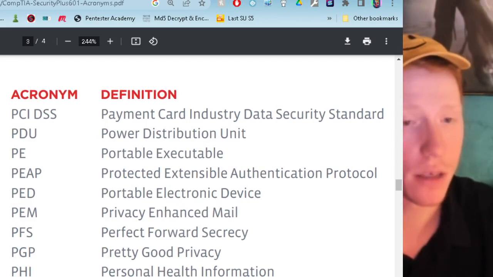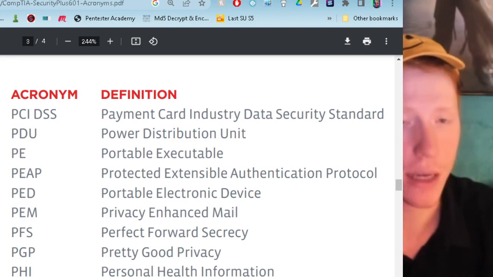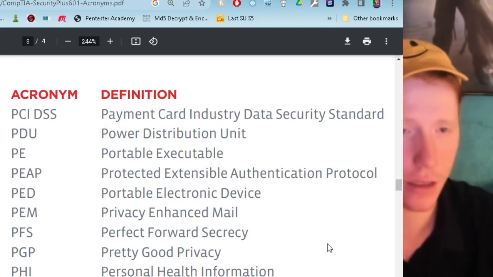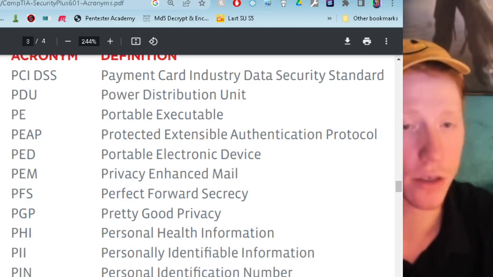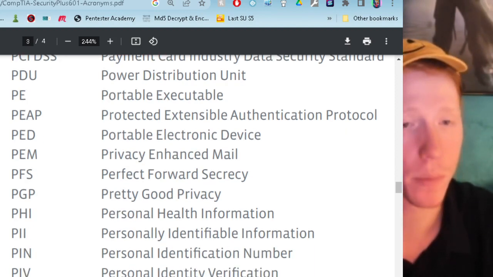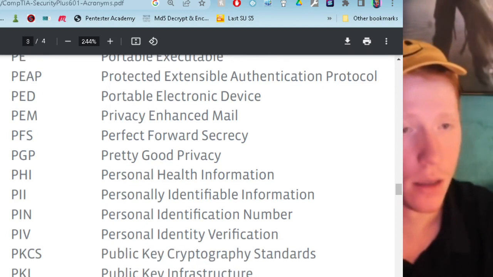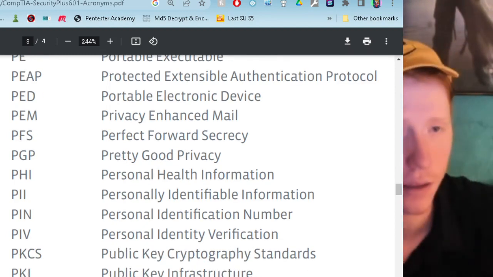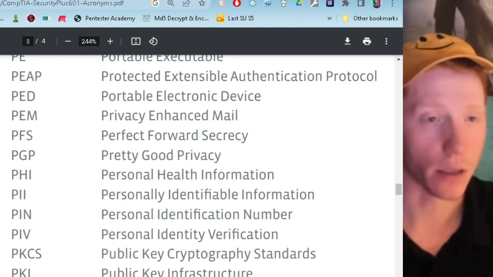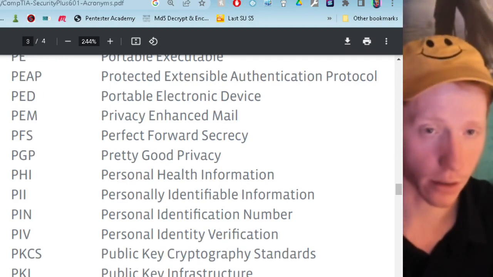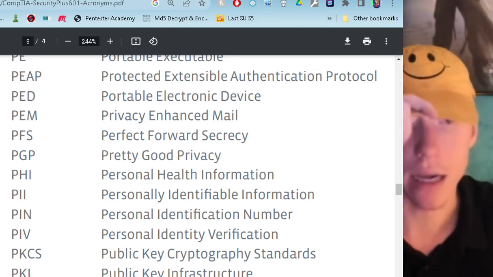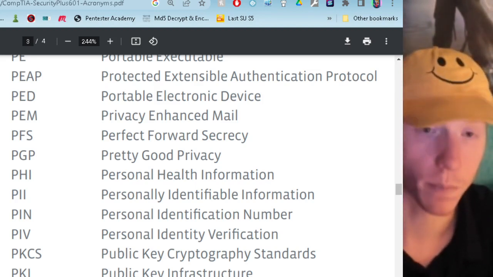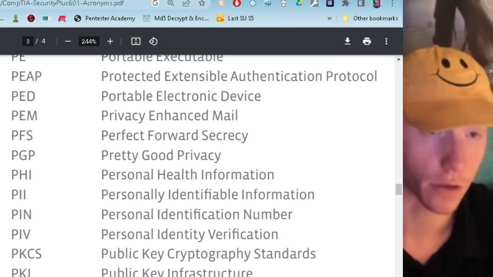So a PCI DSS is the Payment Card Industry Data Security Standard. The PDU is the Power Distribution Unit. The PE is a Portable Executable. A PEAP is a Protected Extensible Authentication Protocol. A PED is the Portable Electronic Device. PEM is Privacy Enhanced Mail. PFS is Perfect Forward Secrecy.